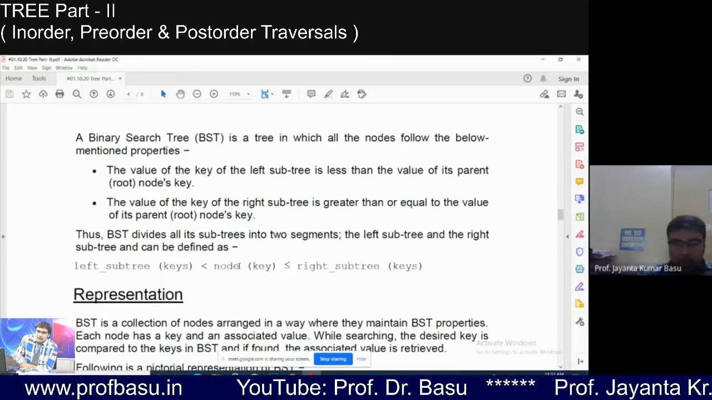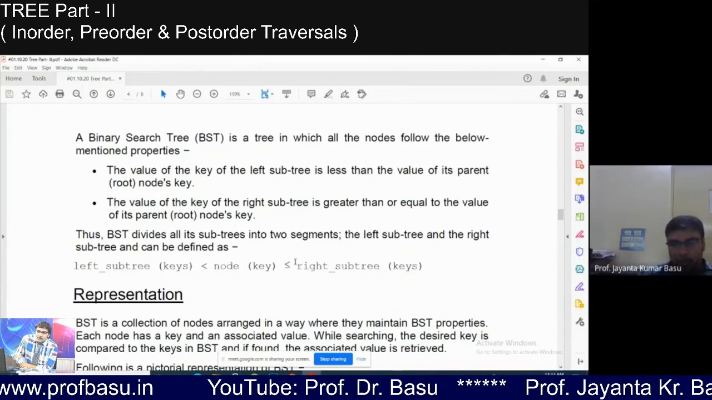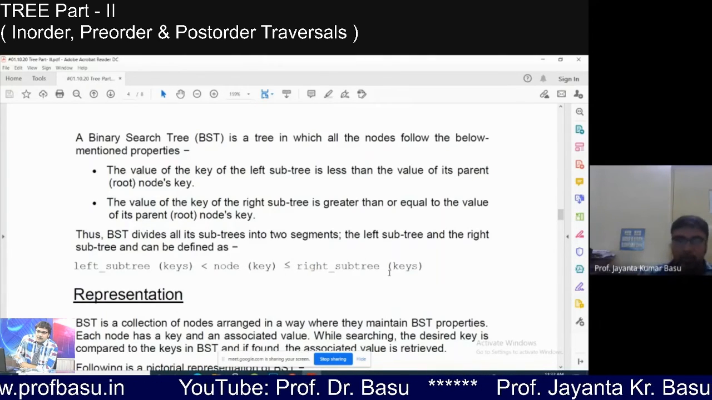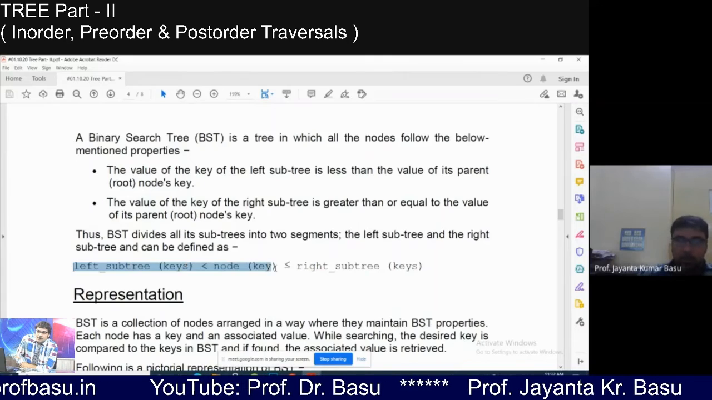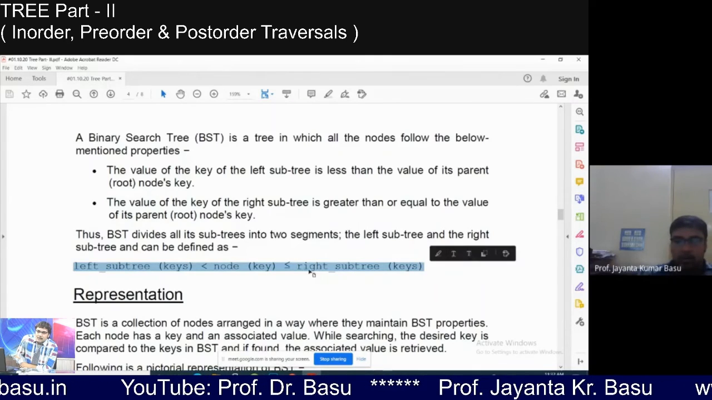Key values of any left subtree are less than the node key, and the key value of the right subtree is greater than or equal to the key value of the node. To make it generic, I can write this logical statement this way.